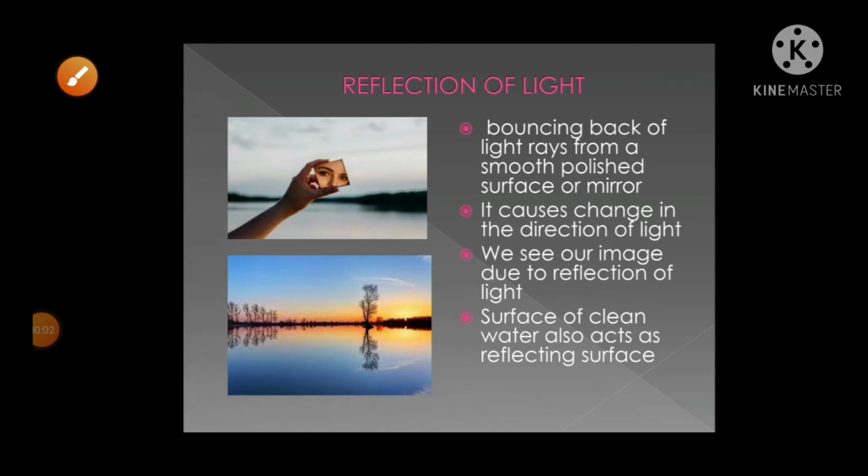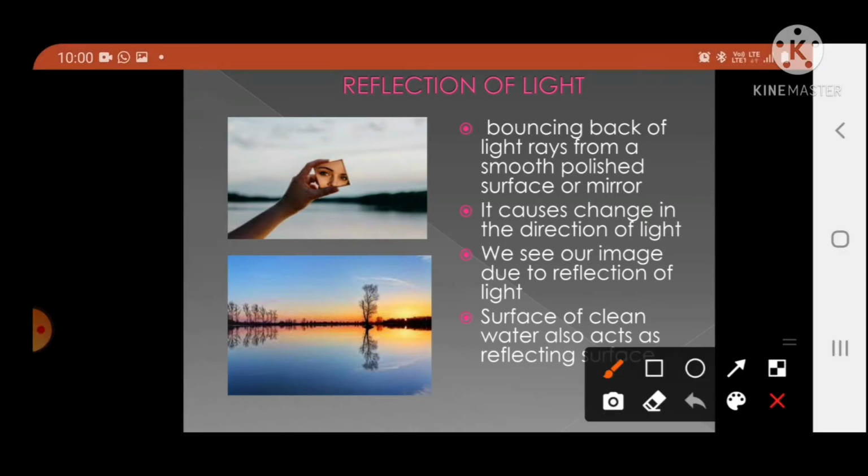When you throw a ball on a wall, it bounces back. In the same way, light rays striking a smooth polished surface, which may be a mirror, also bounce back. This property of light is called reflection of light. It causes a change in the direction of light, and we see our image in the mirror due to this reflection of light. Clean water also acts as a reflector, and we can see the image.